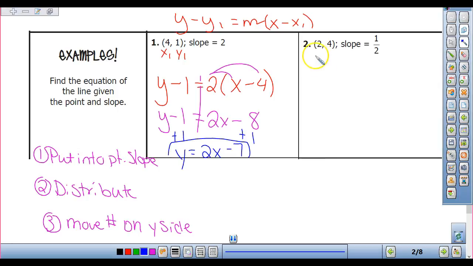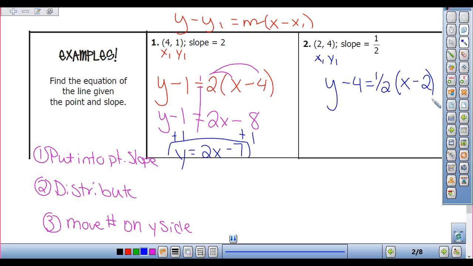All right, so go ahead and label your points, x1, y1. Okay, y minus 4 equals 1/2, yep, because that's my m. And then parentheses, x minus 2. Good. Who's still confused about where we get those numbers from?